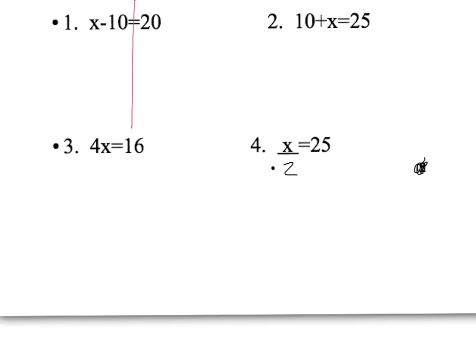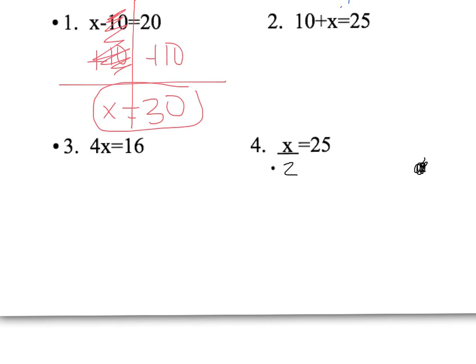Alright, number 1, draw a line down the equal sign. This is a subtraction problem, x minus 10. The opposite of minus 10 is plus 10, so I'm going to add 10 to both sides. Negative 10 plus 10 is 0, leaving me with x equals 20 plus 10, which is 30.